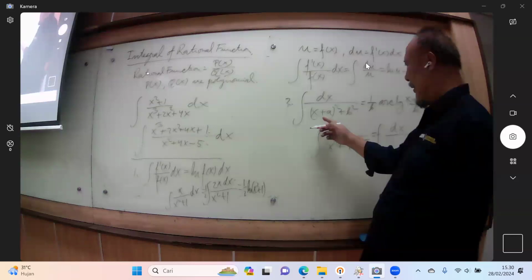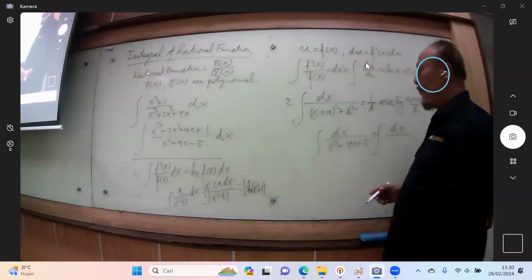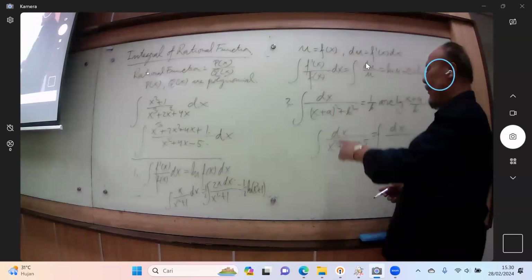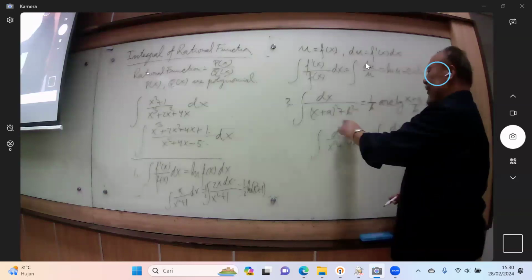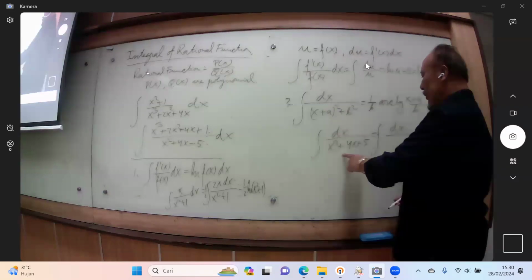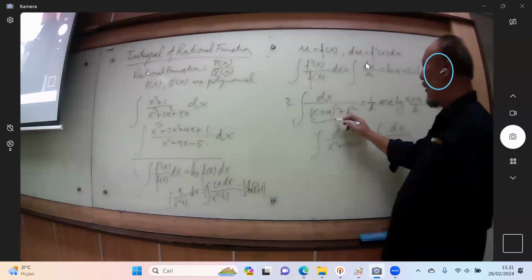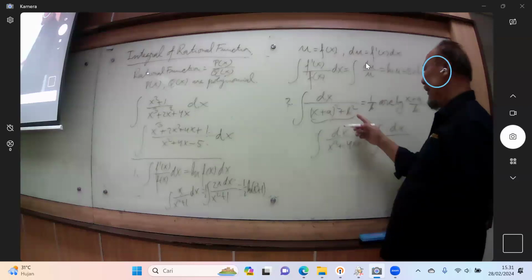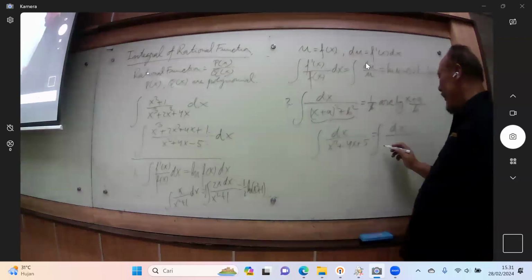So the idea is, this is a positive definite polynomial. Positive definite means the roots of this are complex numbers. For x squared plus 4x plus 5, the roots are complex because the discriminant is 16 minus 20. So we can change this to the square form. It becomes x squared plus 4x plus 4 plus 1.